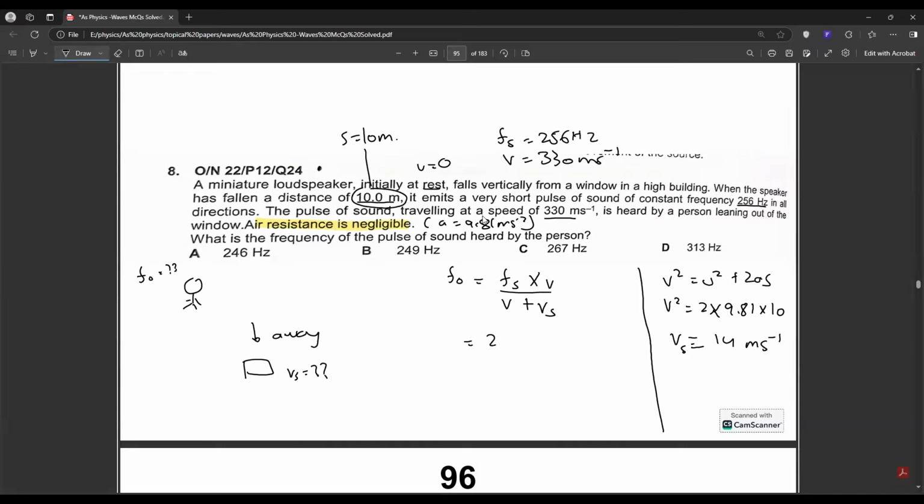The sound source has a frequency of 256 hertz multiplied by the velocity of sound, that is 330, divided by 330 plus 14. What will your answer be? Let's calculate it. 256 into 330 divided by 330 plus 14. This comes out to be 245. The answer is 245 or 246. If I check it in the marking scheme, the answer is A. Perfect. This was the most difficult question of Doppler effect, so make sure you understand it by playing it back.